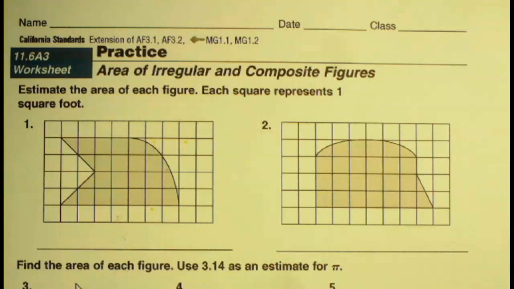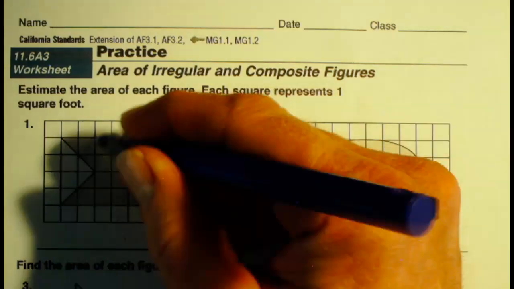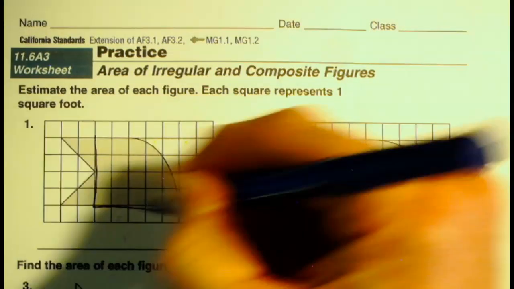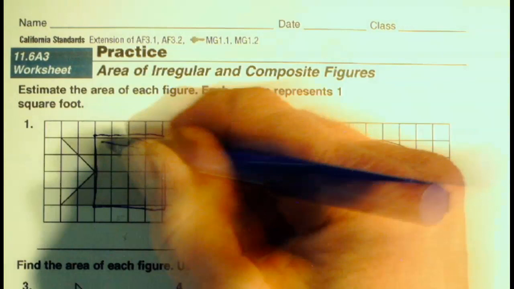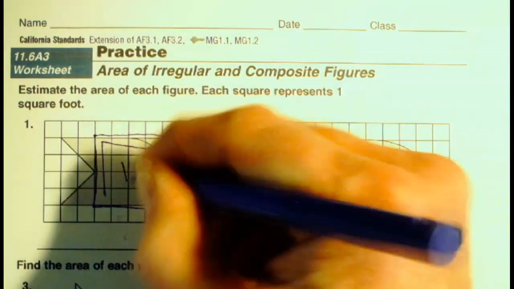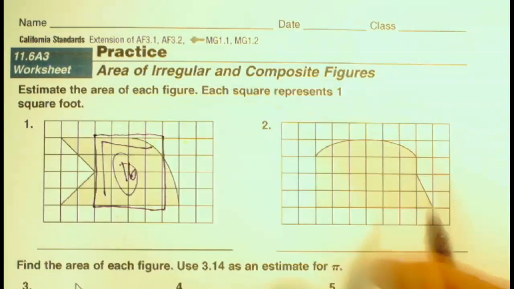All right, so taking a look at this, I try to chunk things out. Some people number things out. I do a lot of boxing. This looks like 4 squares by 4 squares, so I'm going to call that 16 right in the middle there.